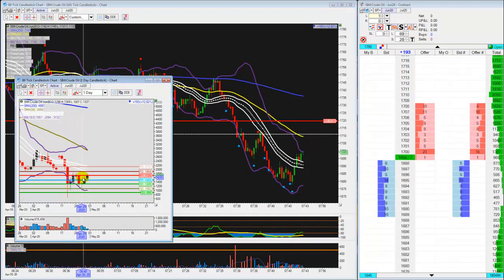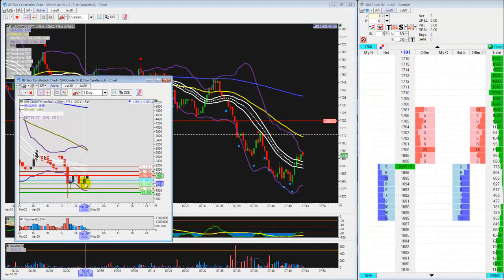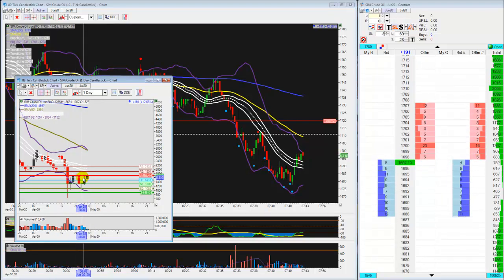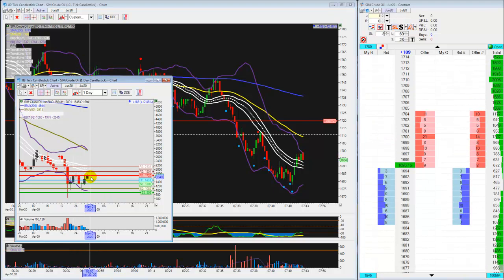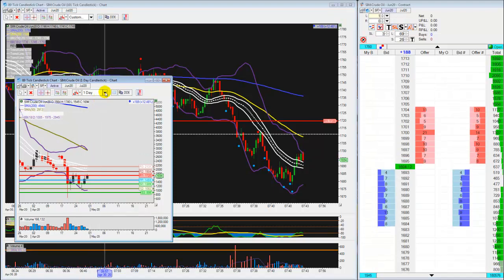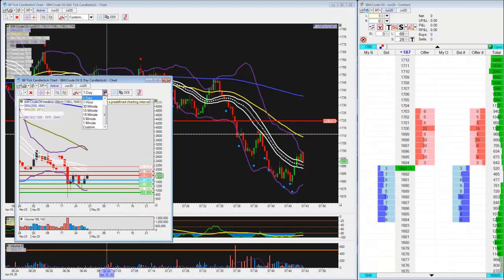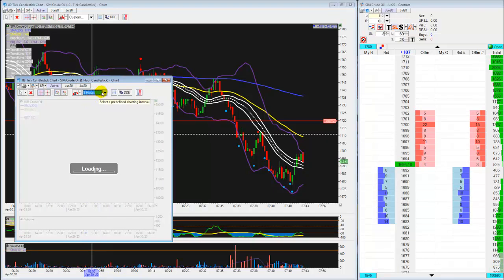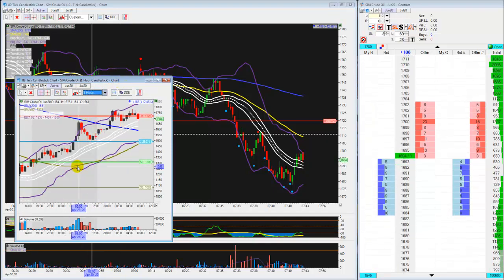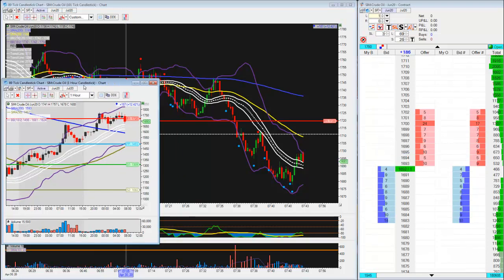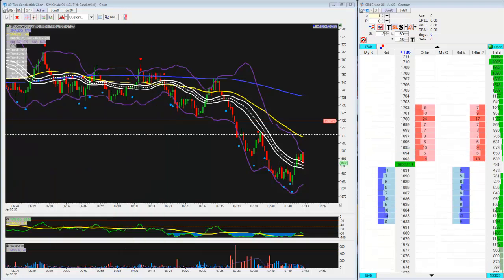It's still in a congestion area here. Ledge, you could call it. Trading ledge. Switch this back to hourly. It's the top of a trading ledge, though.